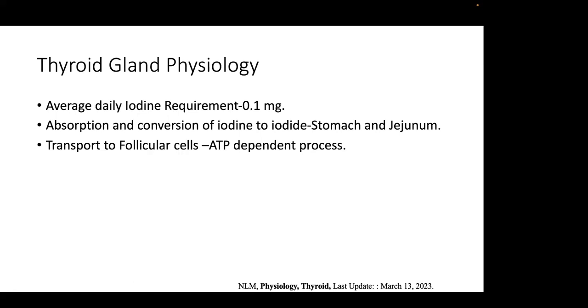Going ahead with the physiology of the thyroid gland, the average daily iodine requirement is about 0.1 milligram. The stomach and the jejunum are responsible for absorbing iodine and converting it into iodide, after which it enters the bloodstream and is uniformly distributed. The transport of this converted iodide into the follicular cells is an ATP dependent process.